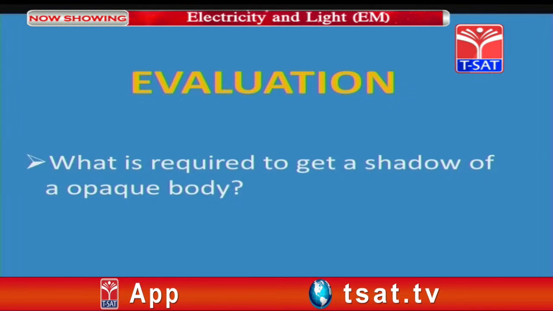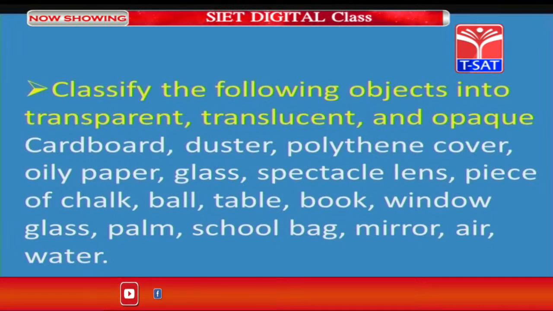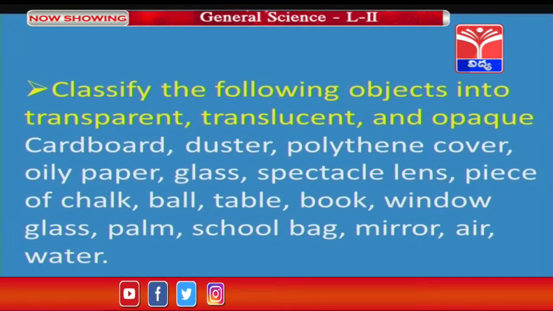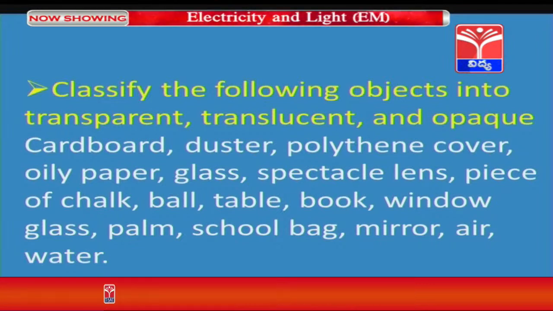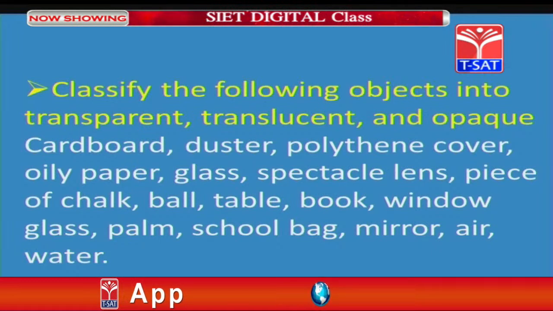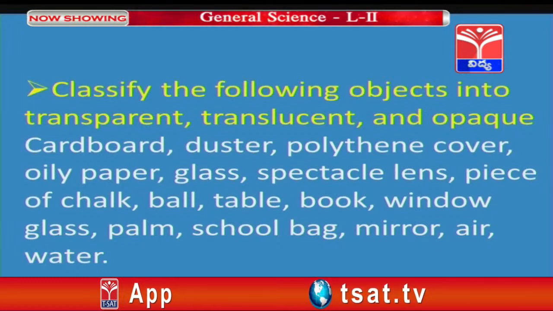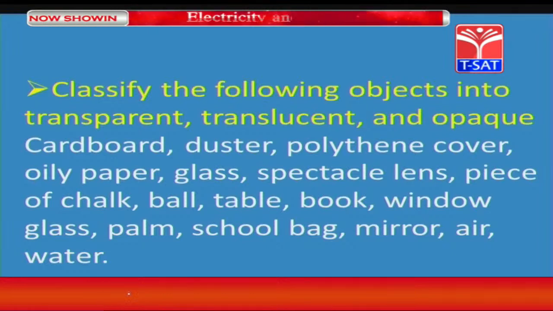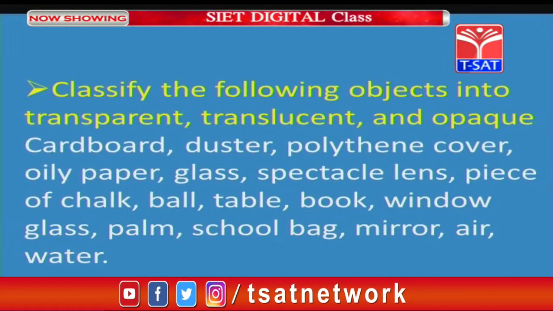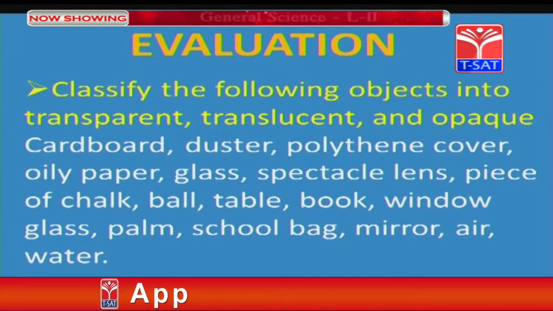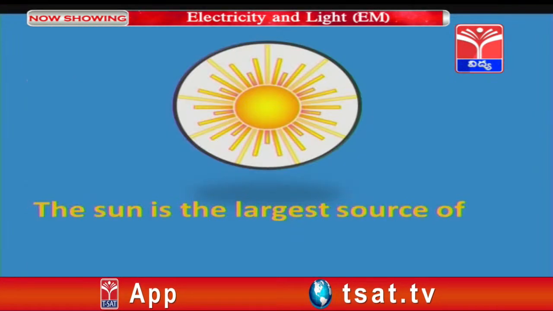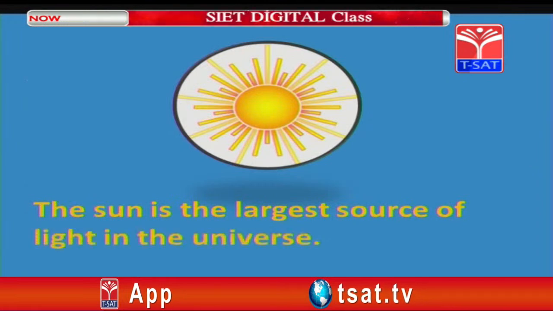What is required to get a shadow of an opaque body? Classify the following objects into transparent, translucent and opaque objects. Objects are cardboard, duster, polythene cover, oily paper, glass, spectacle lens, piece of chalk, ball, table, book, window glass, palm, your school bag, mirror, air and water. Now, you classify the materials into transparent, translucent and opaque. The sun is the largest source of light in the universe.